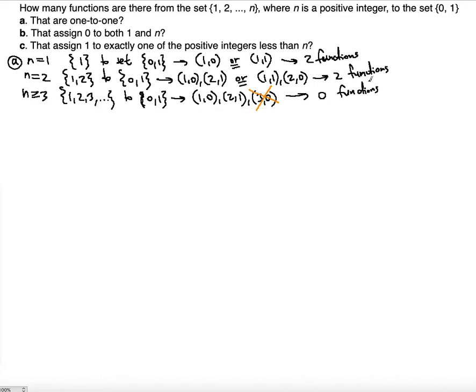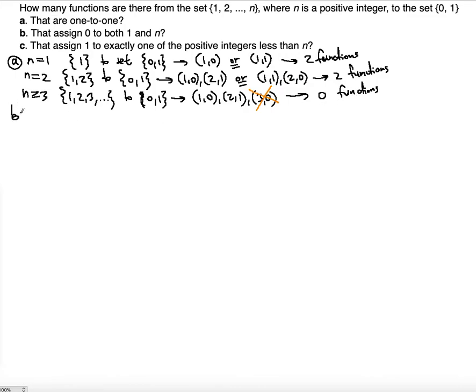So when n is equal to 1, two functions are possible. When n is equal to 2, two functions are possible. When n is greater than or equal to 3, you will have more members here that need to be mapped to only two members here, two elements. So at least one of these elements will have to be repeated when n is greater than or equal to 3, which is going to create a problem and not going to yield you a one-to-one function. So 0 functions.